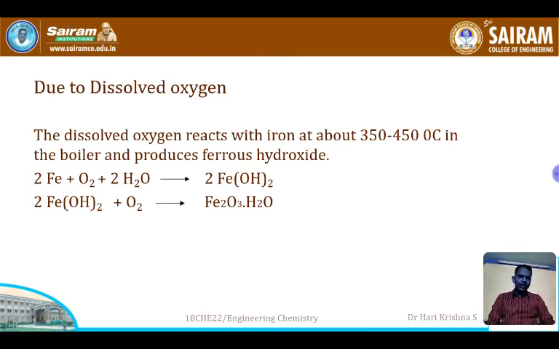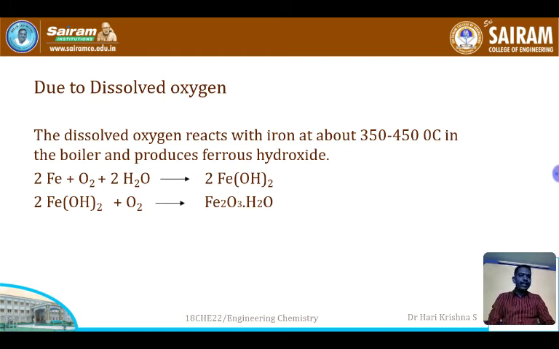Why dissolved oxygen? Atmospheric oxygen is very important for us to respire. As it is important for us, even dissolved oxygen is very important for aquatic life. If the dissolved oxygen level comes below that, then aquatic life will be in danger. So natural water, which contains dissolved oxygen of 8 to 9 ppm, when fed into a boiler under high pressure and temperature, liberates free oxygen.